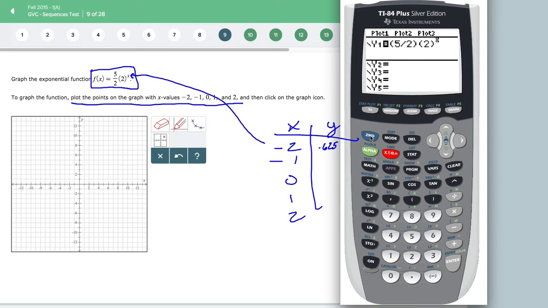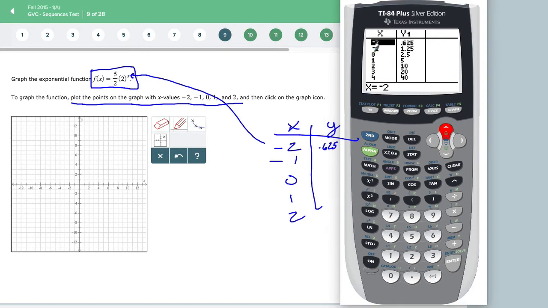And now we can say second graph, and there's our table. So our -2 is 0.625. Our -1 is 1.25. Our 0 is 2.5. Our 1 is 5, and our 2 is 10. Okay, good. Now we have that.